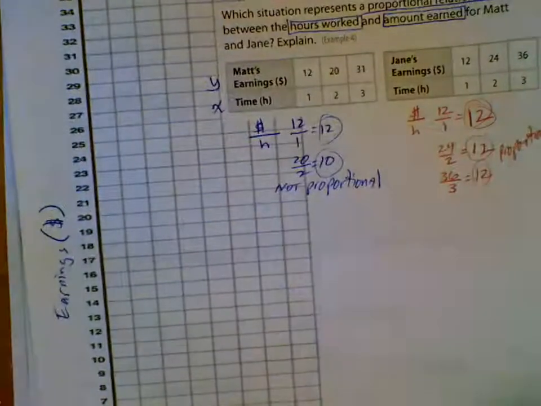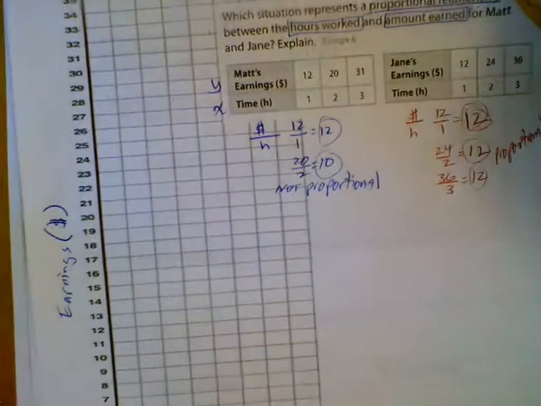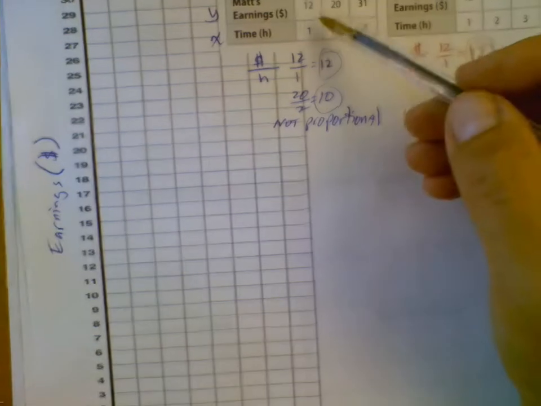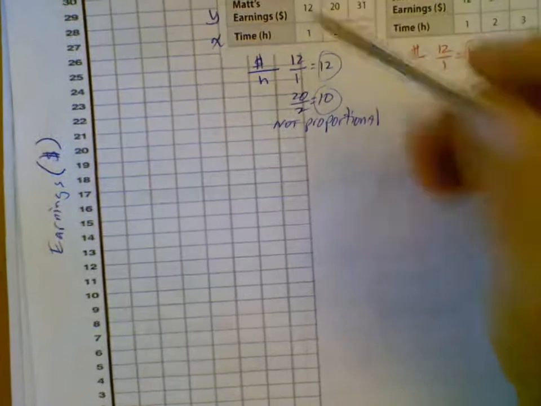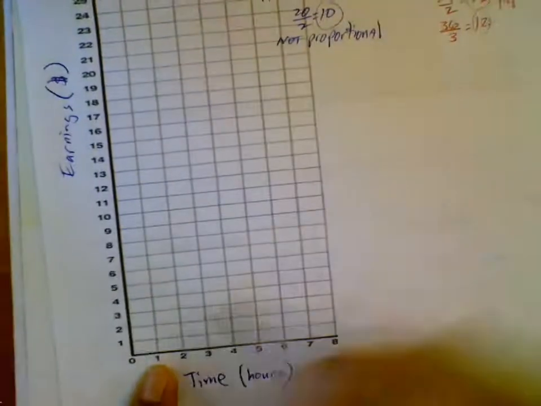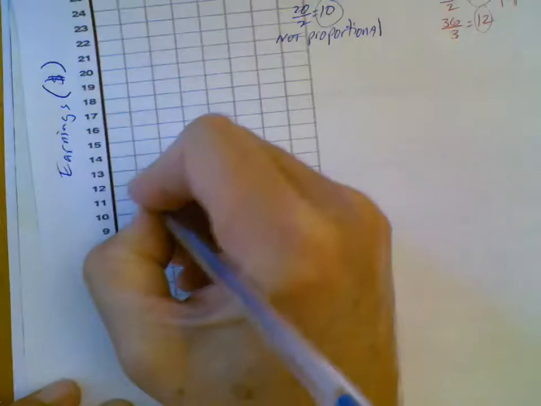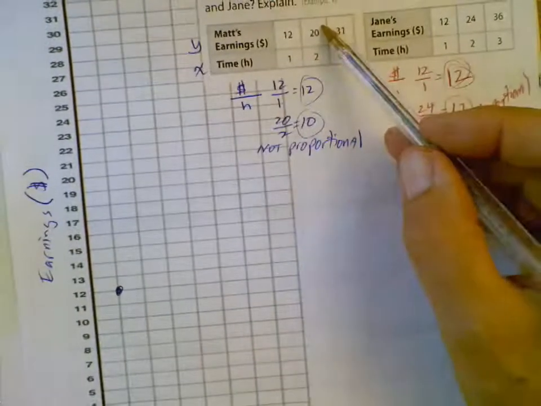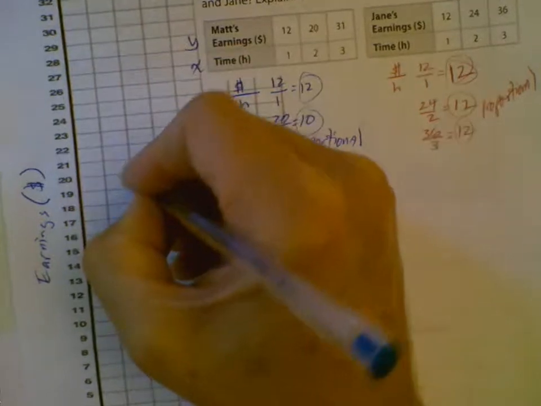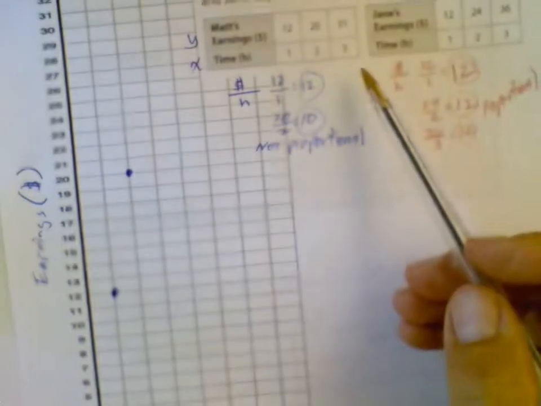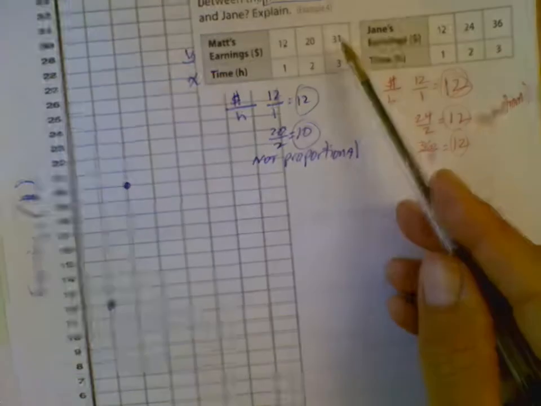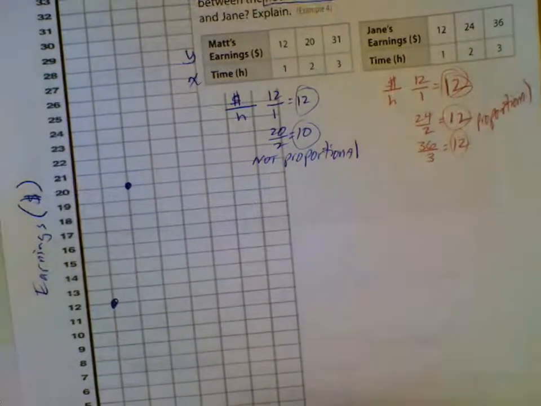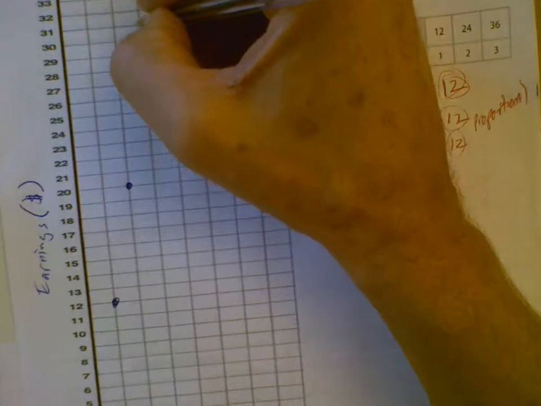Okay, so Matt's here in blue. I'm going to plot Matt in blue. So his first point is 1, 12. So I'm going to come down here. 1, 12. So put him a nice blue dot there. His next point is 2, 20. And his last point here is 3, 31.